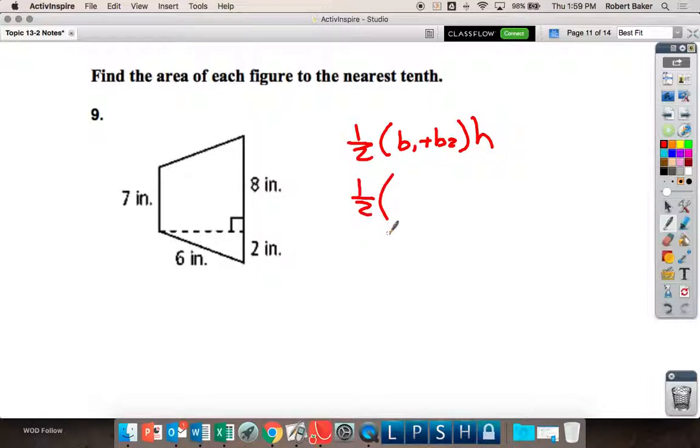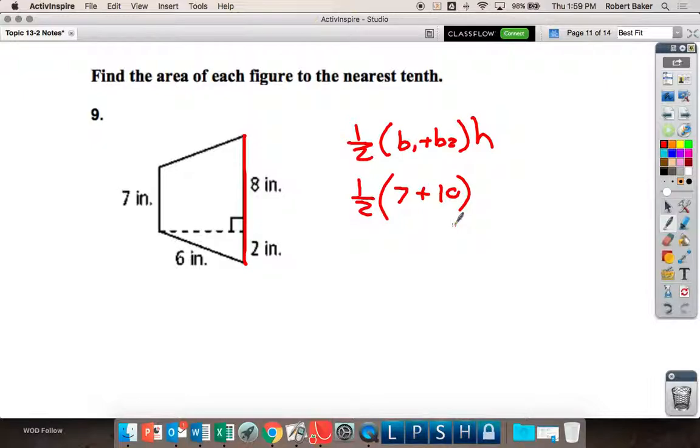1/2. How long is your first base? 7. How long is your second base? 10. And how tall is the trapezoid? Uh-oh.